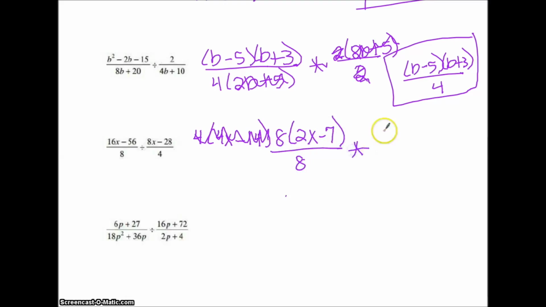Change to multiplication. 4 goes to the top. 8 and 28 will both divide by 4. Leaves me 2x minus 7. The 4's will cancel. The 8's will cancel. And the 2x minus 7 will cancel. Is it legal for everything to cancel? Sure. Your answer, though, is 1.